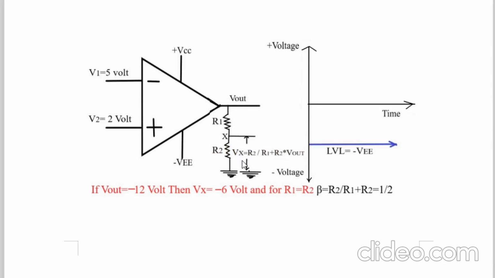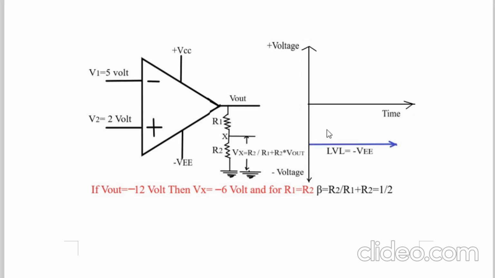The Vx voltage will be minus 6 volt, because if the output voltage of the op-amp equals minus 12 volt, since the power supply is plus 12 and minus 12, then the output of the op-amp is in LVL, so it is minus 12 volt. Then Vx equals minus 6 volts, and this minus 6 volt we are going to connect to the inverting input, and we are going to remove this. Step by step we'll proceed now.